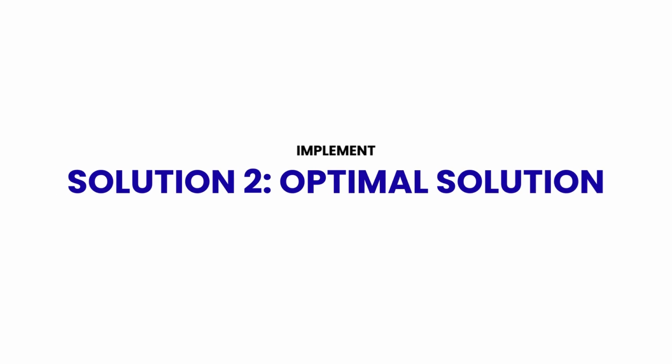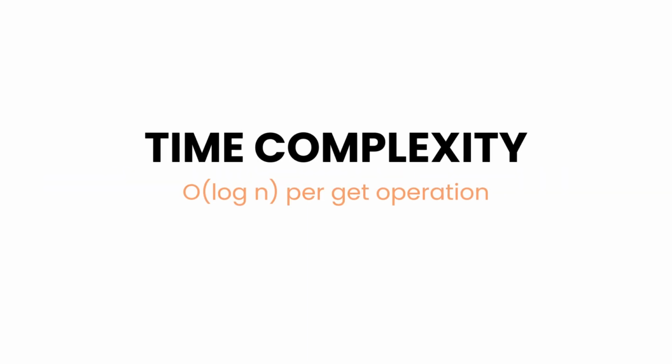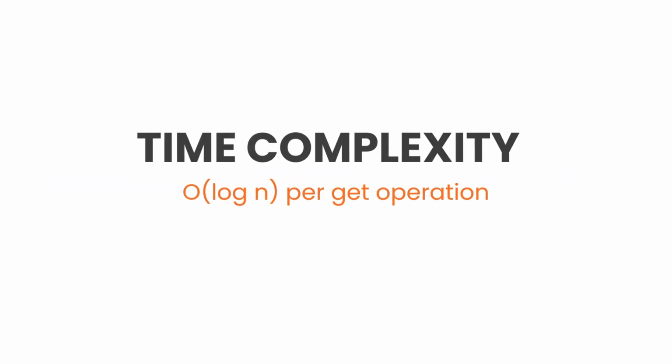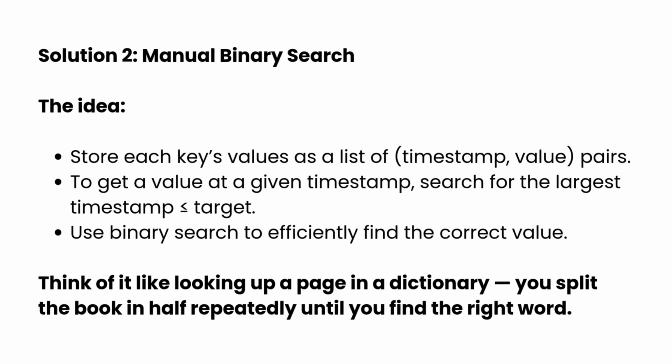This is solution 2, implementing a time map using manual binary search to efficiently get values by timestamp. Instead of relying on Python's bisect, we perform a classic binary search to find the largest timestamp that is less than or equal to the target. Time complexity is O(log n) per get operation, where n is the number of timestamps for a given key. Each set operation is O(1) since we just append. Binary search lets us quickly find the correct value.